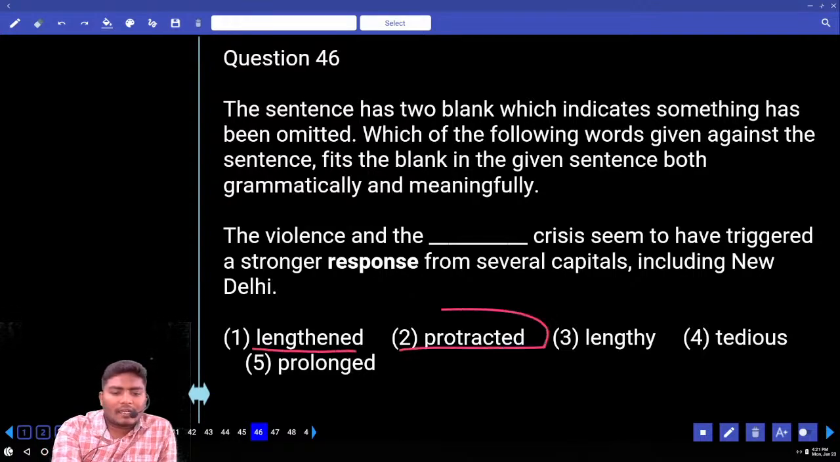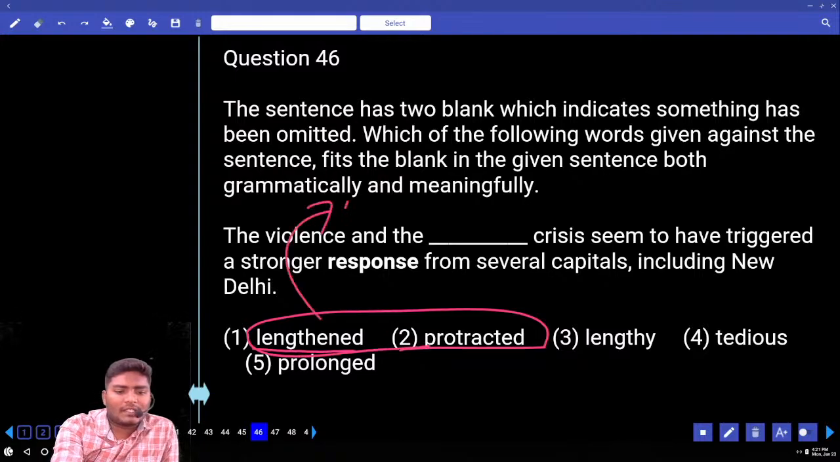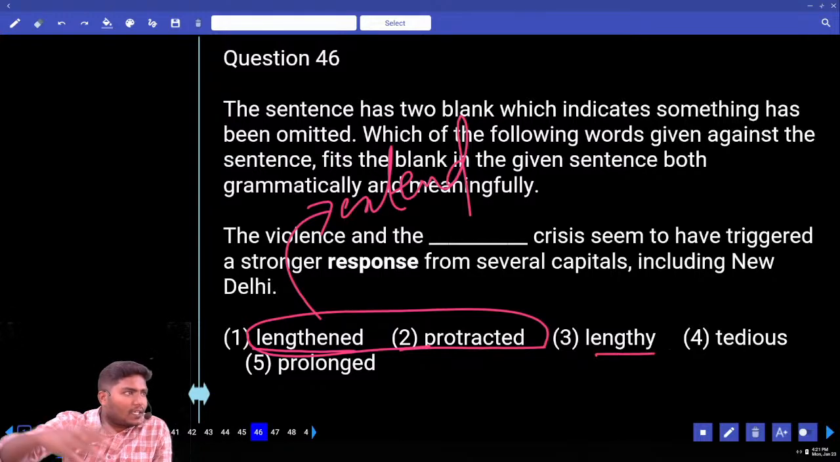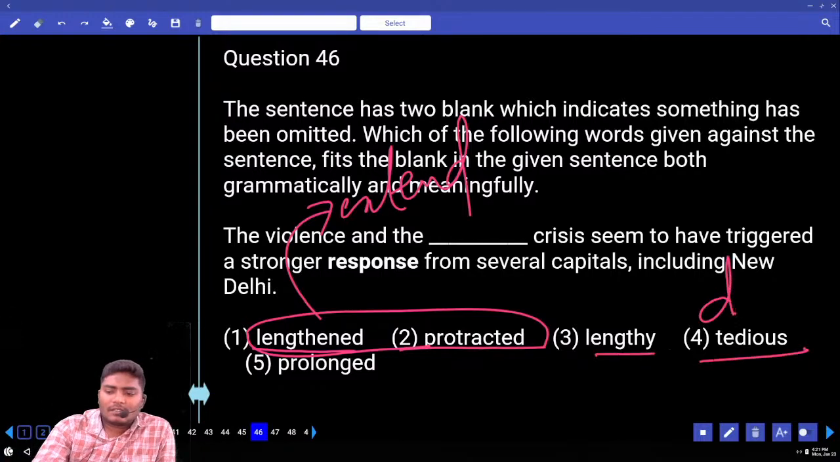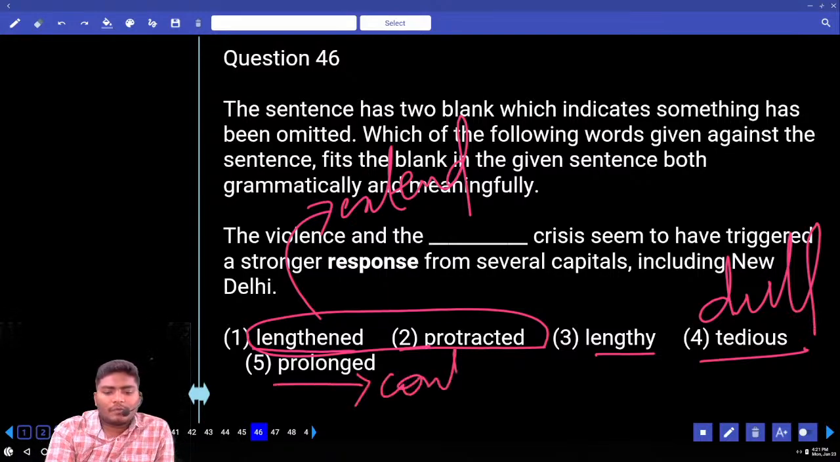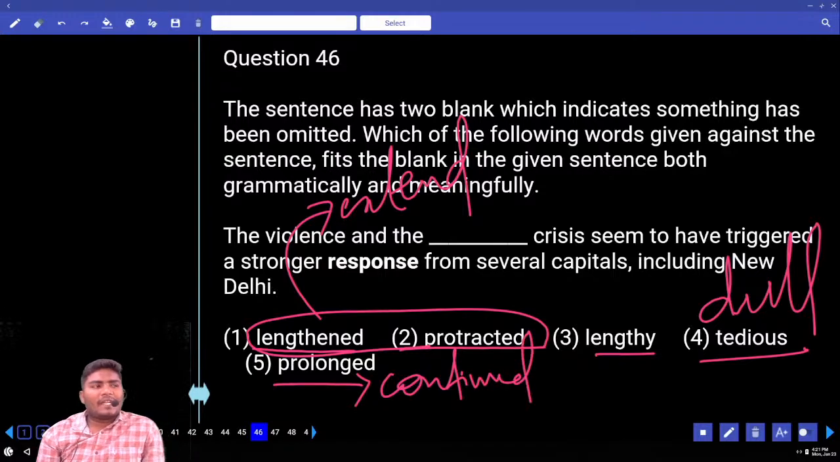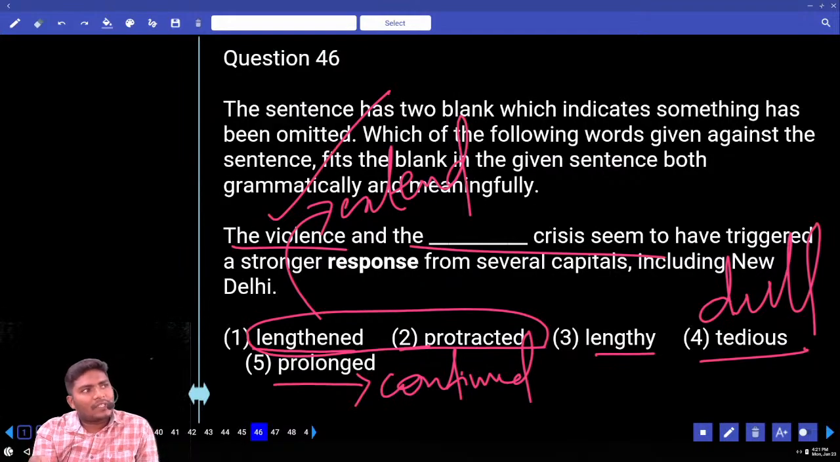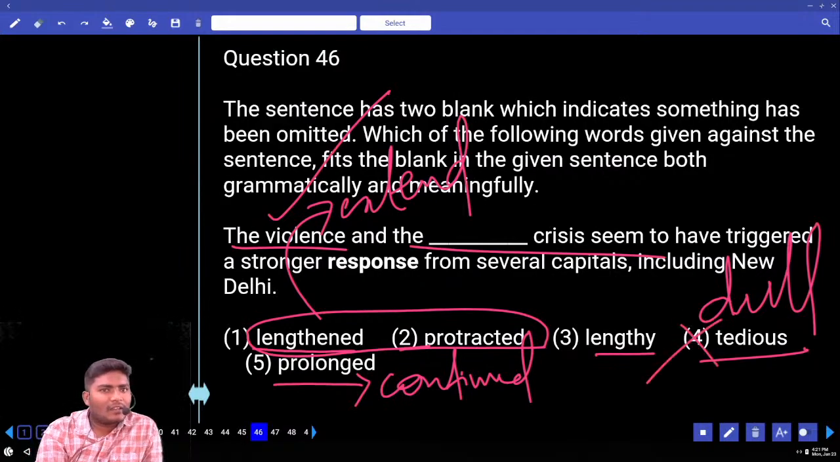Now, look at this. Lengthened and protracted both come with the same meaning of extend. Next, lengthy is anything that is very vast. Tedious is dull. Prolonged is nothing but anything that is continued. Now, can you eliminate any one option which is not at all related to the context? The violence and the dash crisis. We are speaking about the violence, right? And "and" is given after that, so the same type of word is needed. So, can we eliminate dull here? Not at all related.